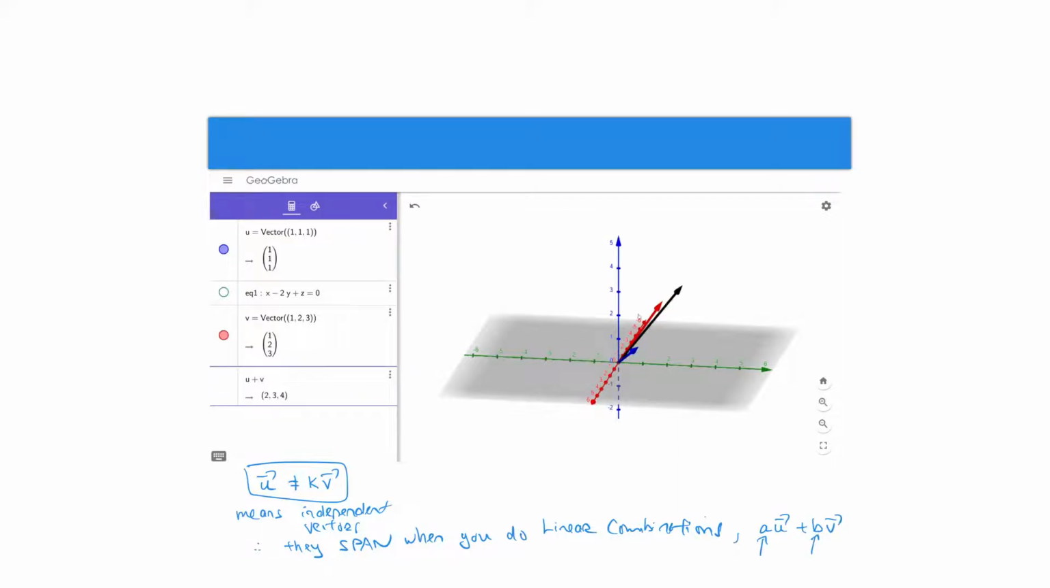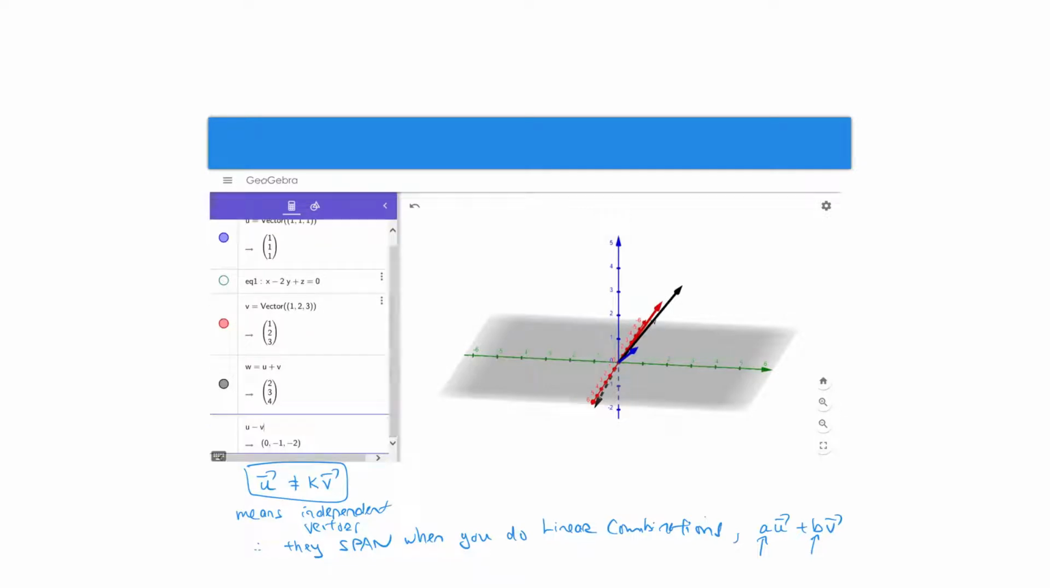Okay, so you have a vector here. As you can see, it's not parallel to the other ones. Let's do another one. I'm going to keep on doing some linear combinations. Let's do u minus v. So you see this little black one down here. I'm going to keep on going with this. Let's move on.